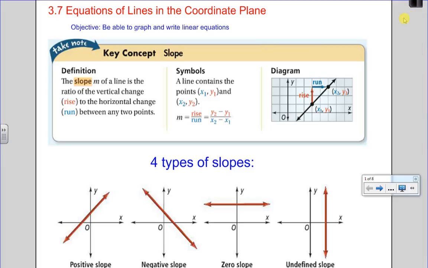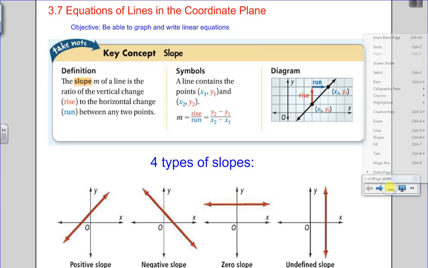This one is on 3.7 and 3.8. So 3.7 is all about equations of lines in the coordinate plane. This should all be review. That is our goal. Let's make it all review.